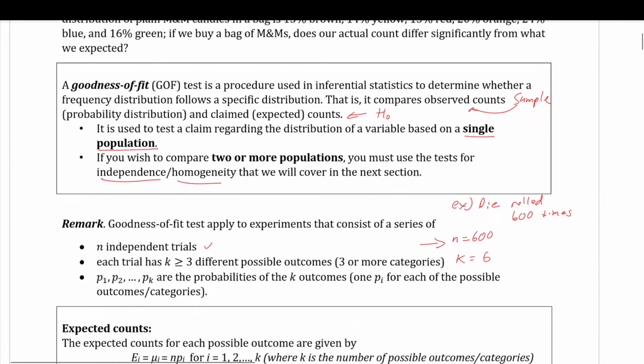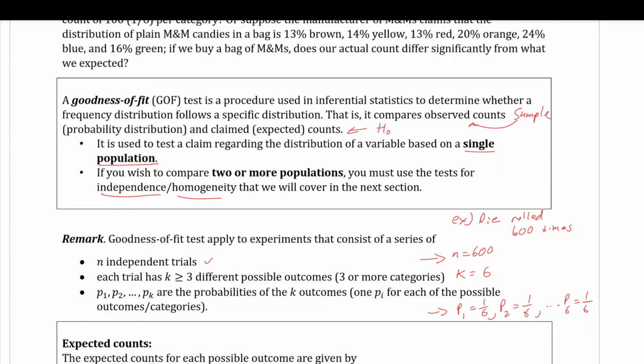So what they mean by that in our example of a die being rolled 600 times is the probability of each side occurring. We do know that for 1 to occur, that probability is 1 in 6. 2 occurs, that's also 1 in 6. All the way up to pk, which in our case is the 6th side, that's also 1 in 6. In this case they're all the same, but for the M&M example above, brown would be p1, that would be 13%, yellow would be 14%, and so forth. Okay, so that's just an example there.